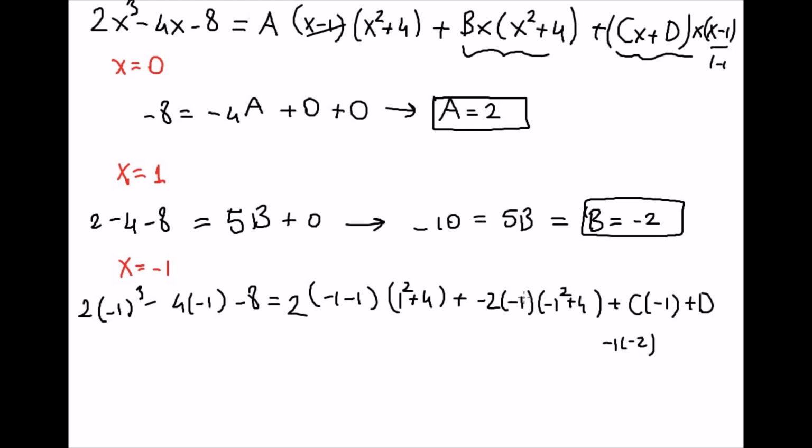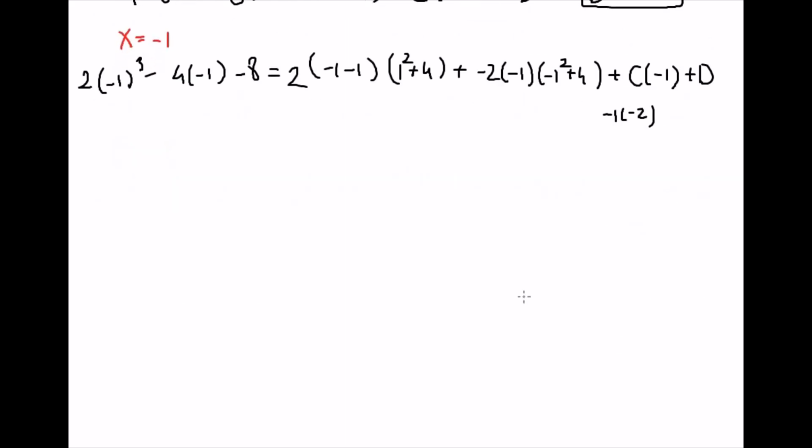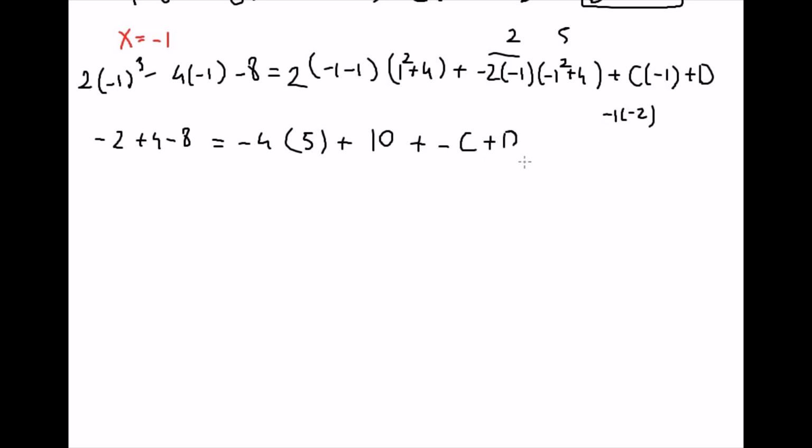Now let's clean up and find the first system of equations. Negative 1 cubed is negative 1, times 2 is negative 2. This is going to be positive 4 minus 8. This is going to be negative 4 times 5, plus this is going to be 2, this is going to be 5, it's going to be 10, plus negative c plus d times 2.